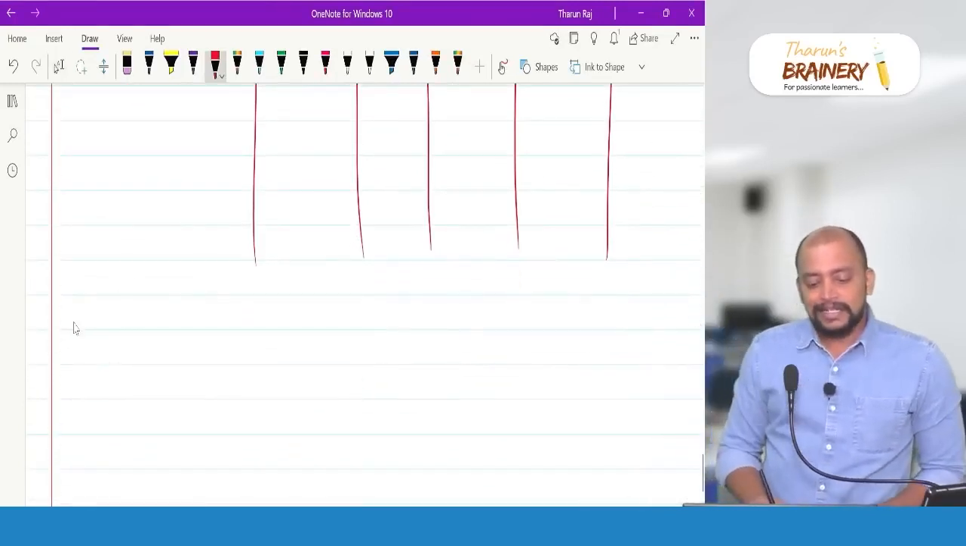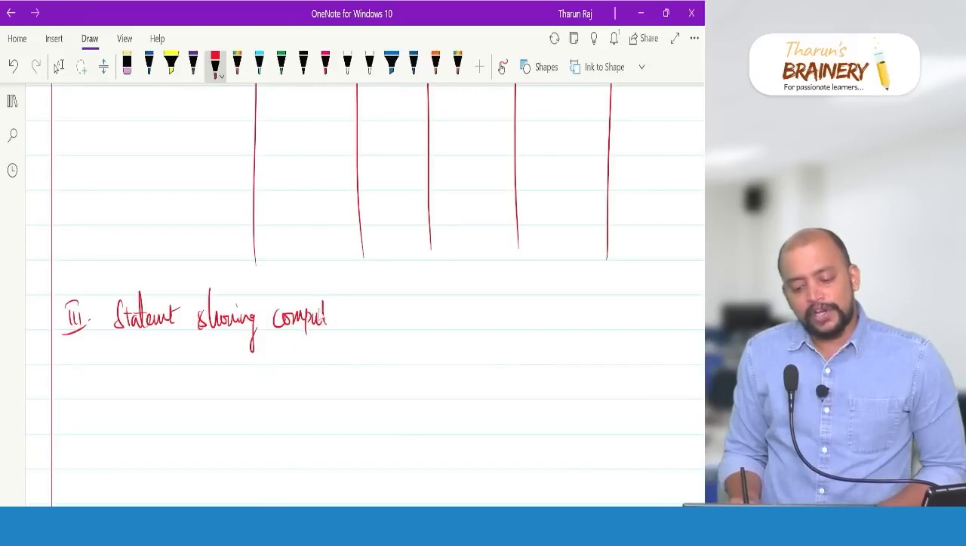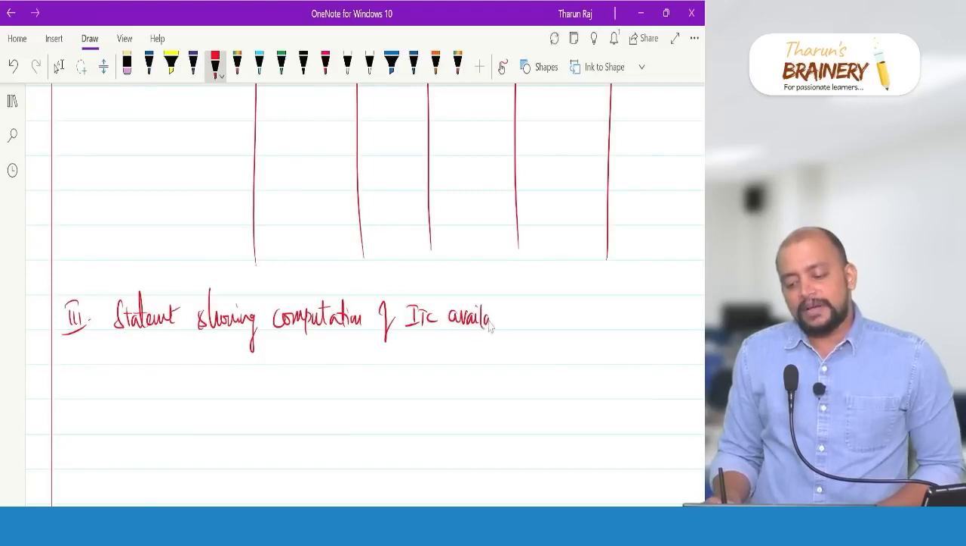Then next, the third statement: statement showing computation of ITC available on inward supplies.